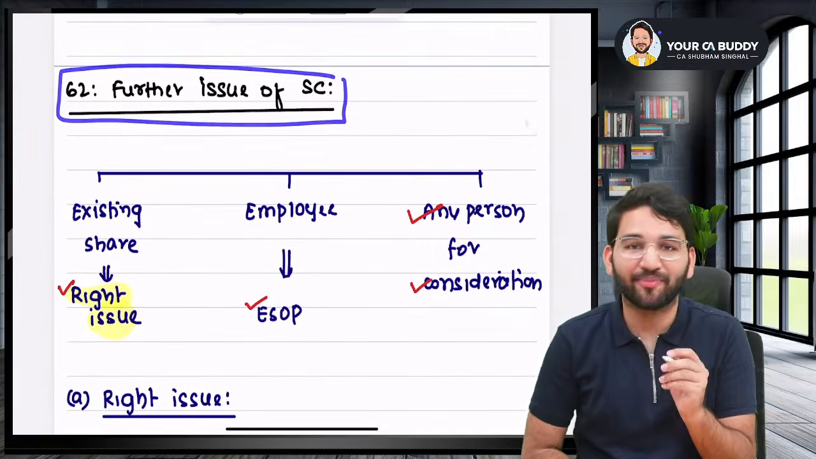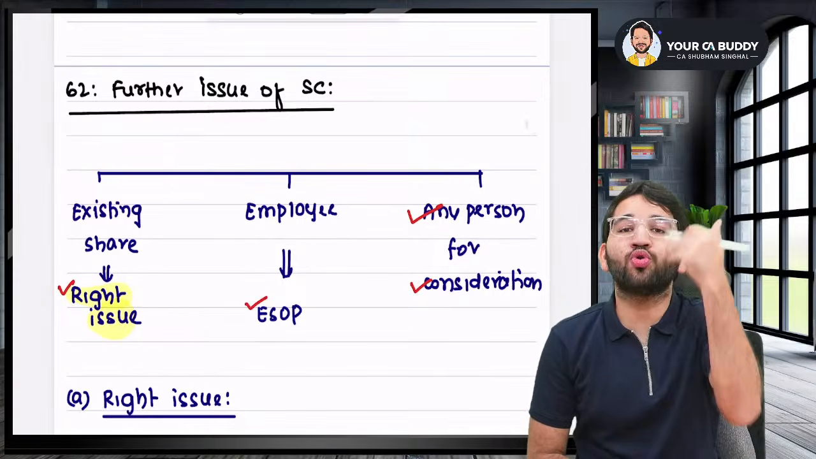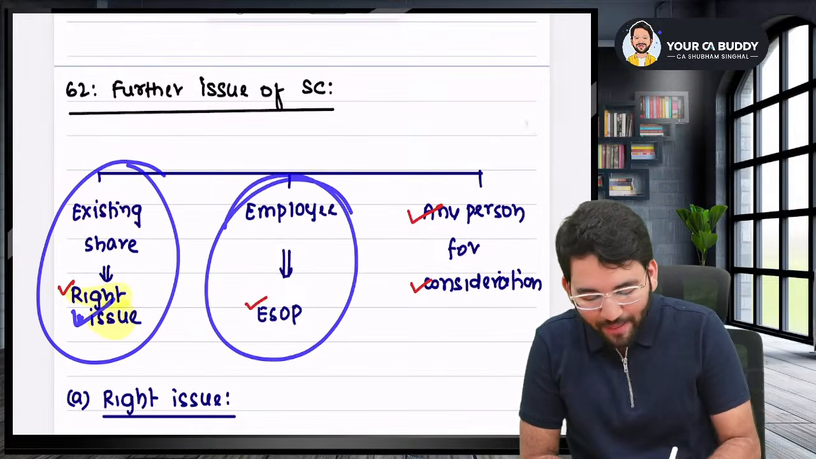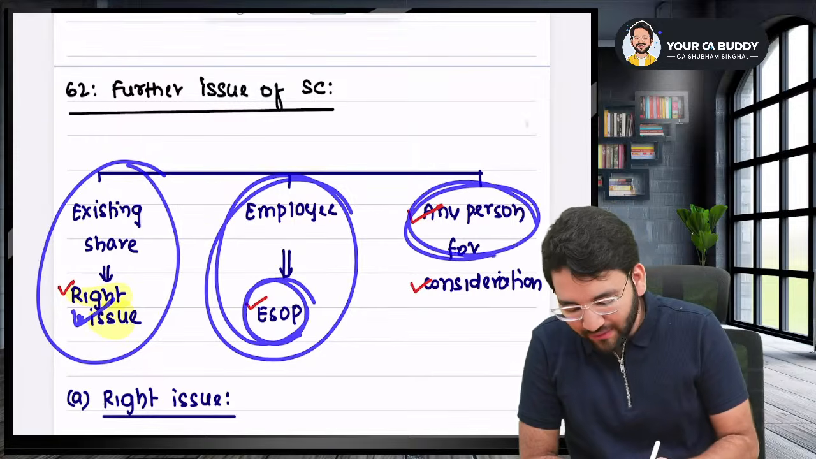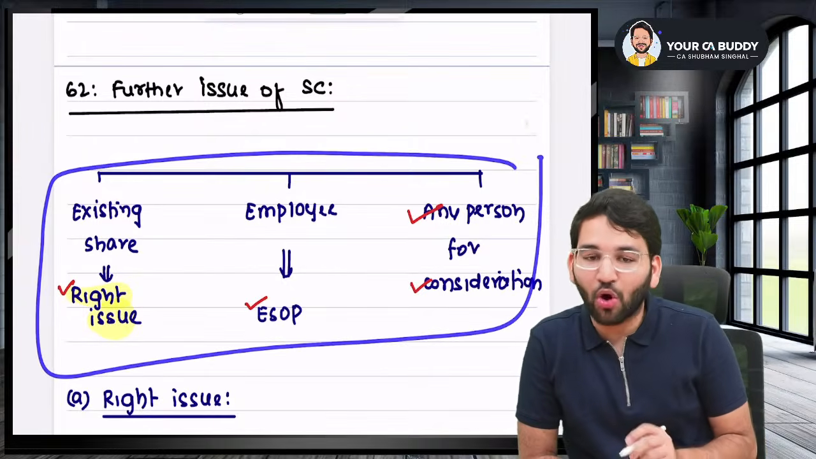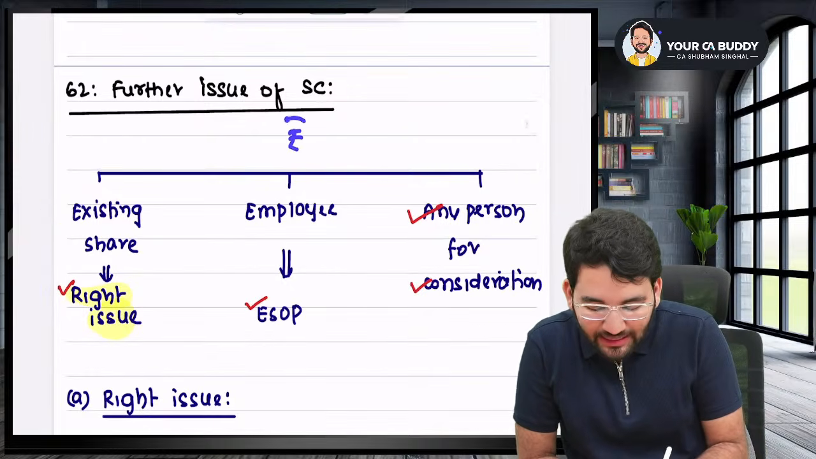Guys, revise along with me. In this case, the company is going to issue share capital under three scenarios: where you are issuing a rights issue, where you are giving it to employees under ESOPs, or where you are giving it to any person for consideration. Sir, if you look at all three scenarios, at least you are getting some money.